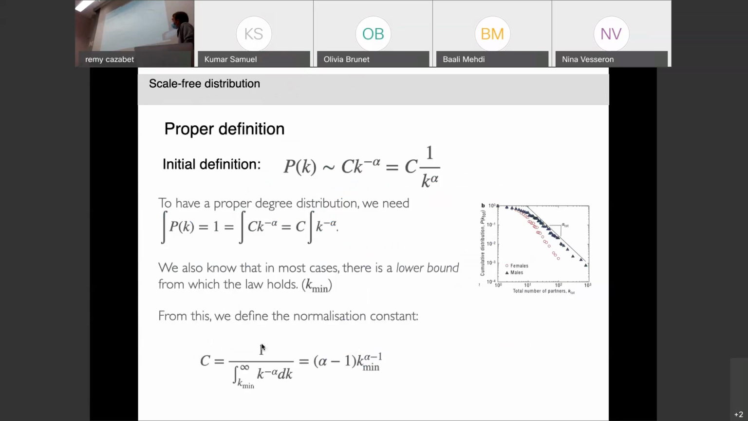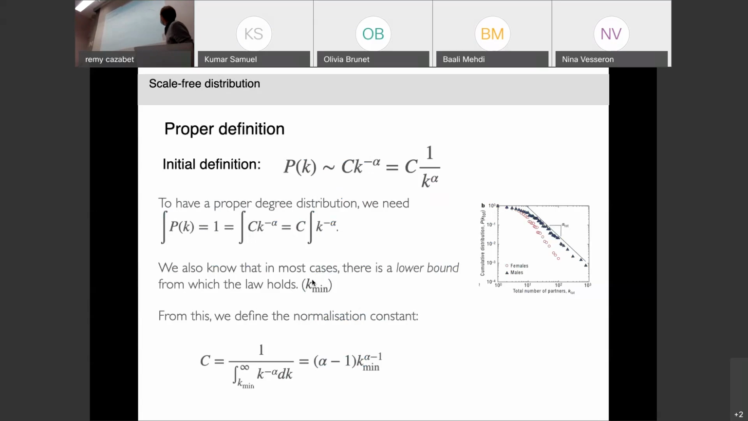Now let's do a proper definition to make some interesting observations about the properties of the degree distribution. The problem is that my initial definition does not respect the proper definition of a degree distribution, which is that all the probabilities of observing my values should sum to 1. Here, if this rule were exact, degree 1 would have a probability of 1, which is obviously not possible.